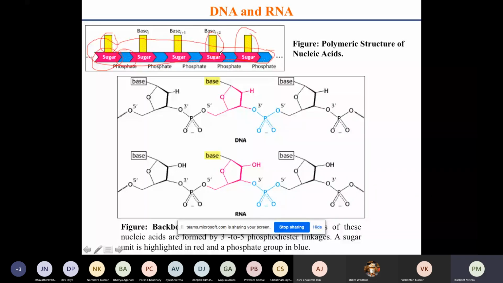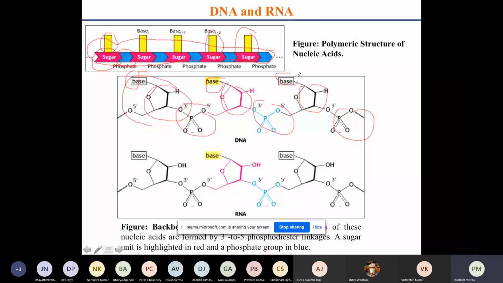Now looking at the detailed structure, in the backbone, this is your sugar unit. This is a phosphate residue, again a sugar unit, then phosphate residue, sugar unit, and phosphate residue. And you have the bases. These bases are linked with the sugar.